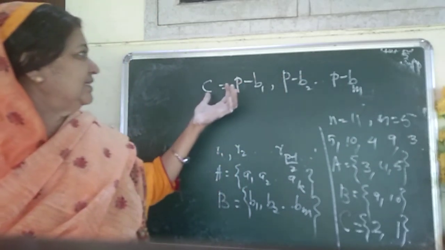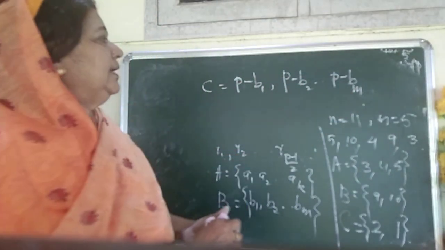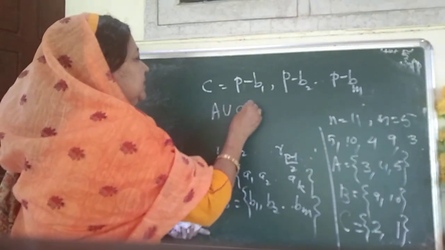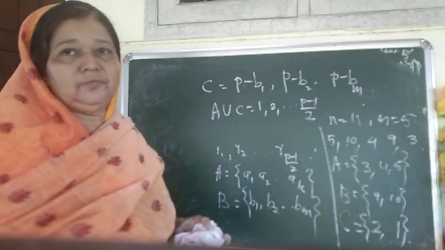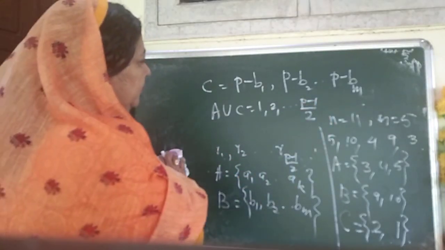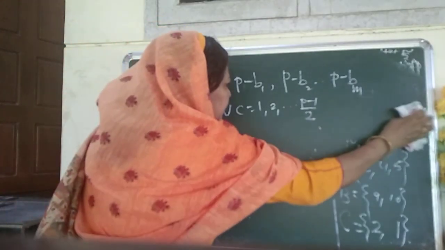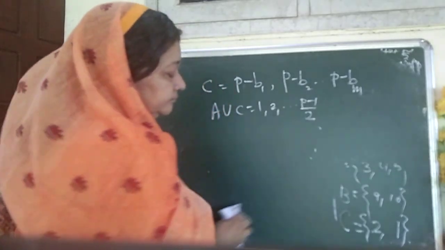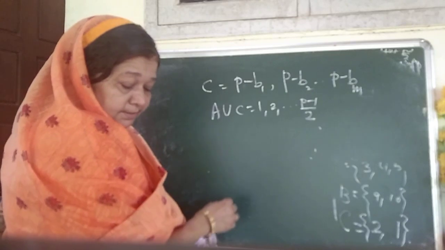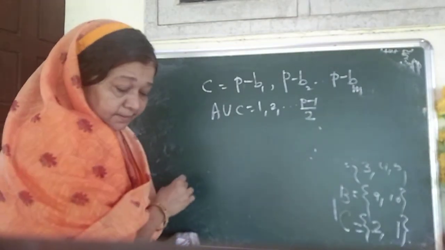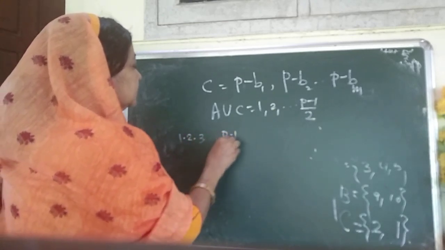So, we can see that if C equal to P minus B1, P minus B2, etc., P minus Bm, we can see that A union C equal to 1, 2, etc., to P minus 1 by 2. Then, yes, we can multiply these numbers 1 into 2 into 3 into etc. to P minus 1 by 2.